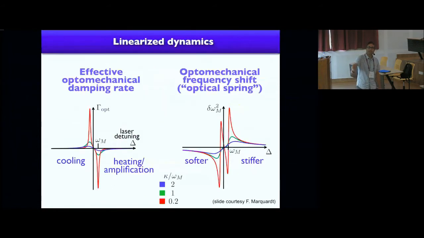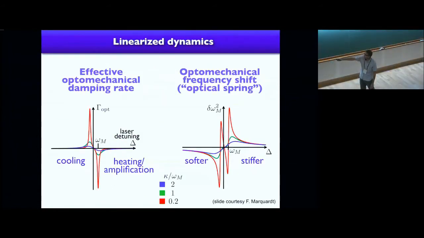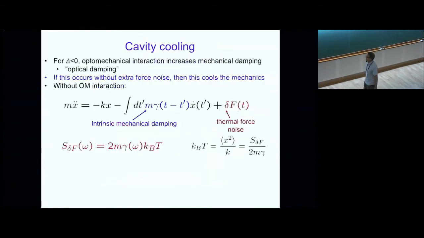The other side of things is this cooling physics out here where I get extra damping. So at first glance, extra damping sounds terrible, right? Why would I want to reduce the Q factor of my oscillator? So what I want to convince you now is extra damping is actually cooling in this context. This is a way of getting to the ground state. Okay, so let's just think about things classically for a second.